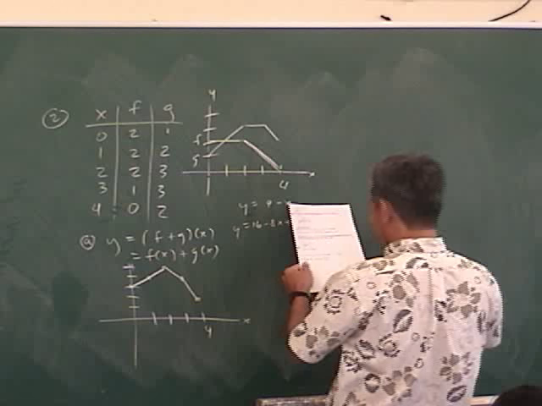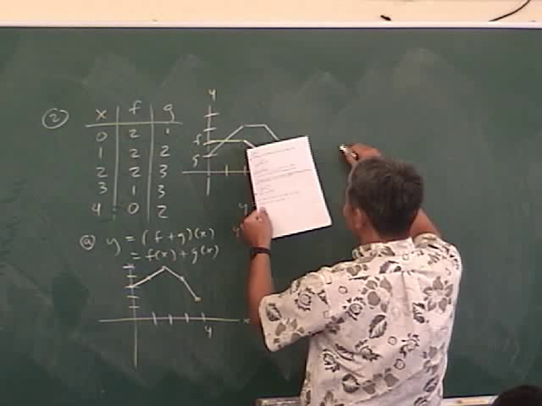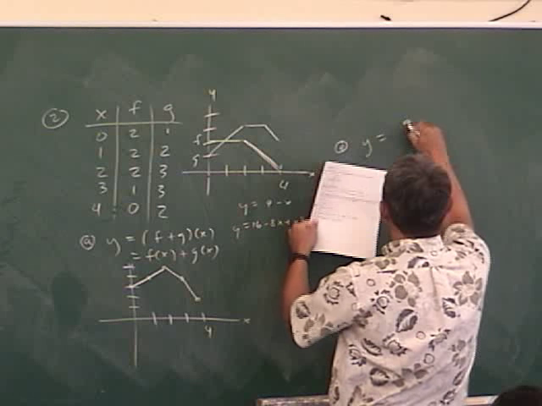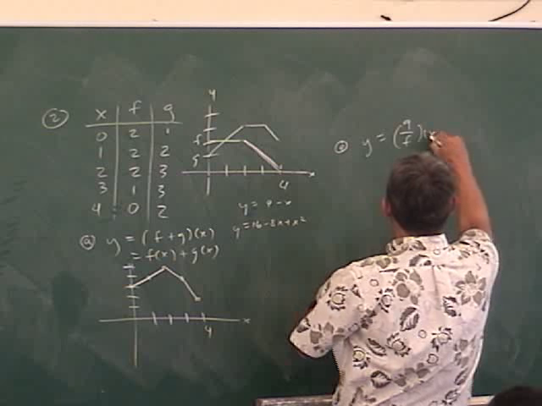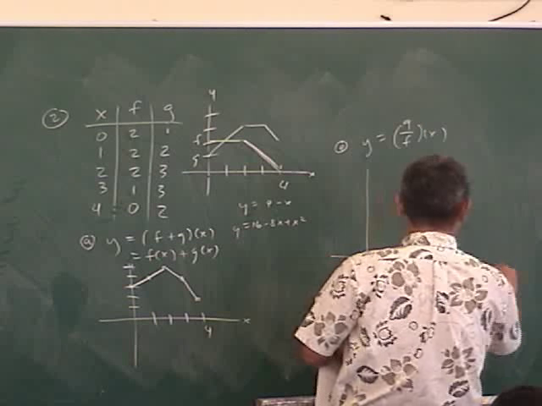Which one do you want to do? E looks more interesting. E is G over f of x. So what you have to do is take the y coordinates of G.